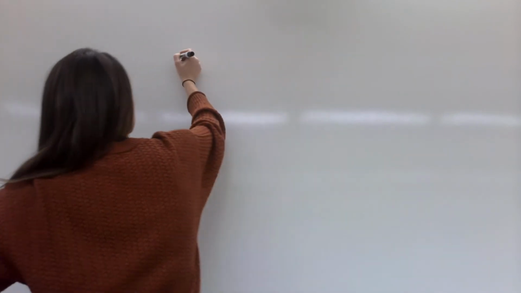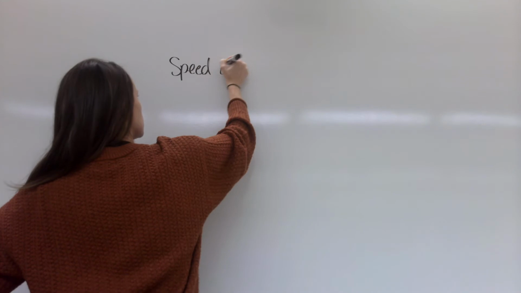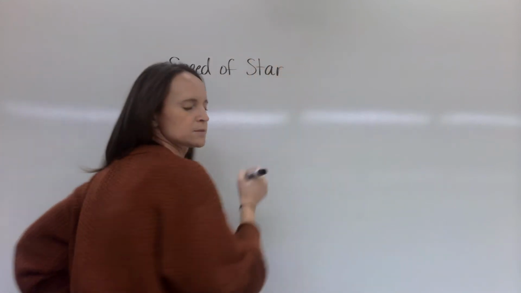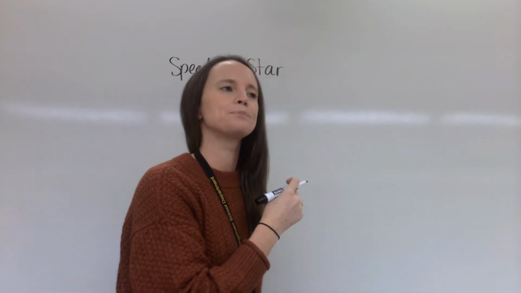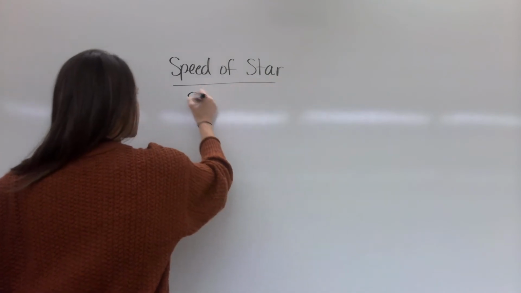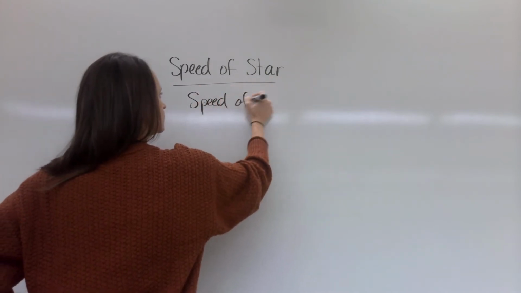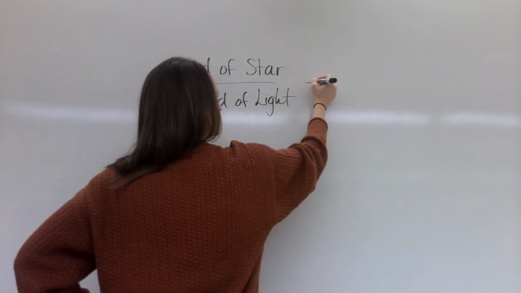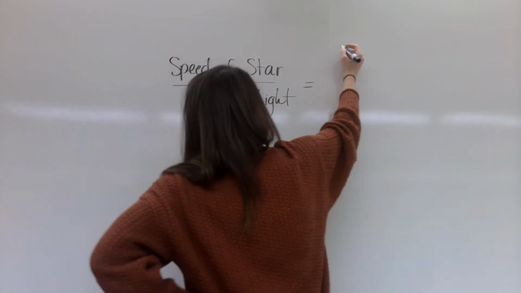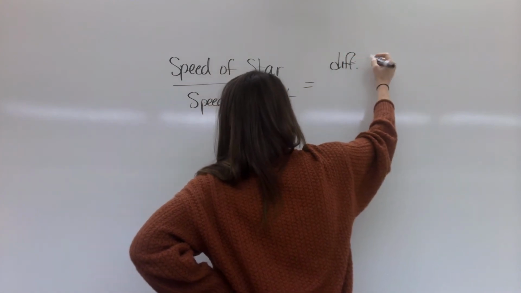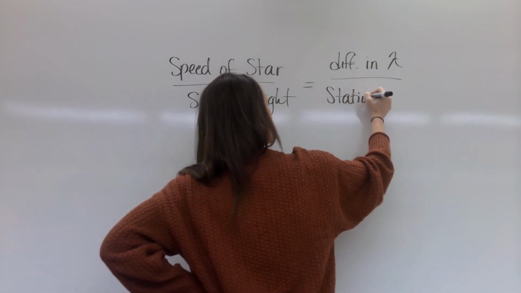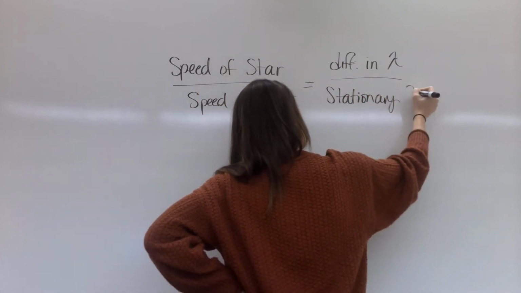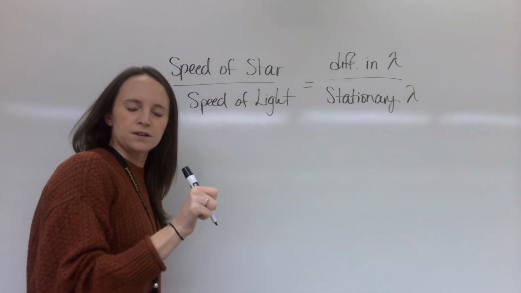So we use that same equation, that proportion. So it's speed of a star, which is usually our unknown. Sometimes it's given in the problem, and then you can solve for a shift in wavelength using speed of star, but in this case, that's our unknown. Divided by c, which is the speed of light, is equal to the difference in wavelength, I'm going to abbreviate, divided by stationary wavelength.